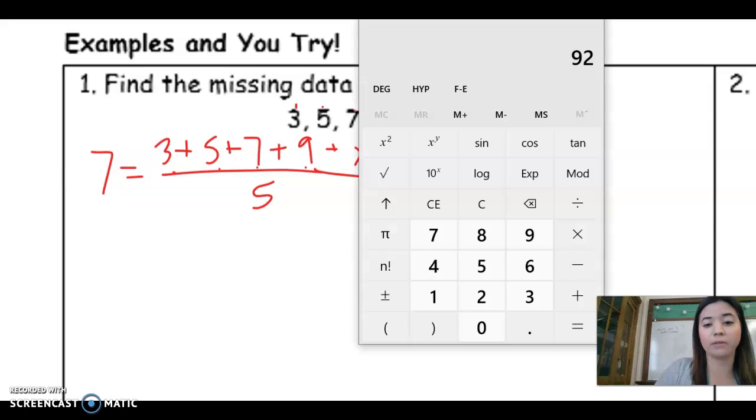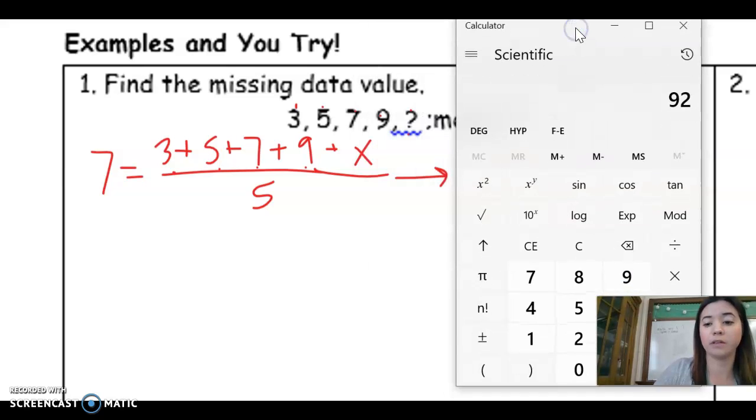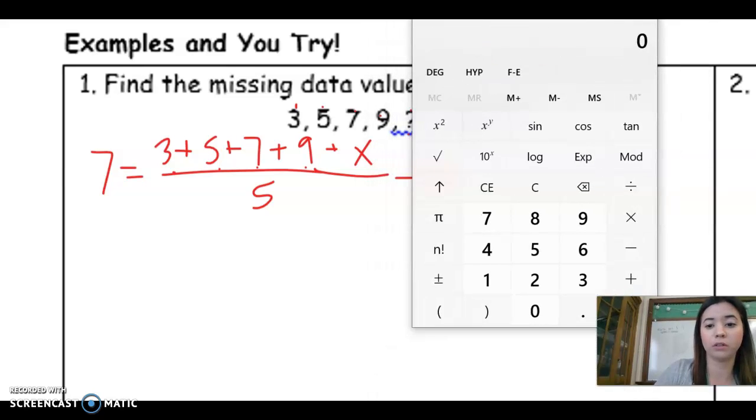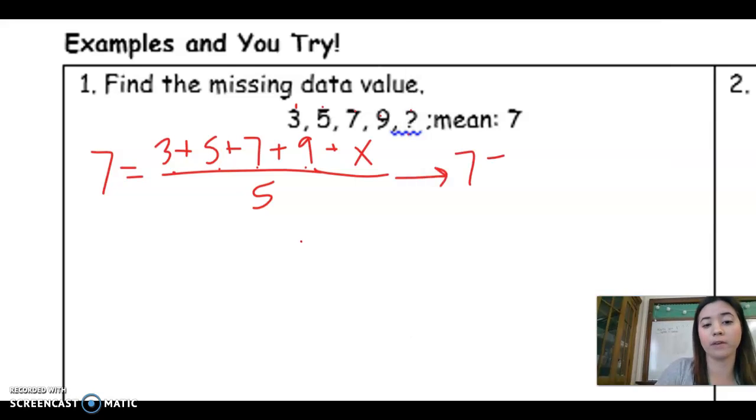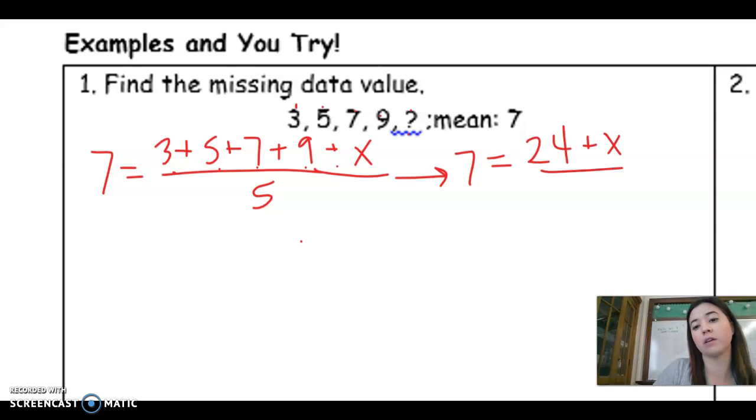I'm going to go ahead and add those numbers together up top. So we have 3 plus 5 plus 7 plus 9, and that's 24. So now we have 7 equals 24 plus x divided by 5. And now we're going to just solve for x. Again, I have divided by 5, and I need to do that first. So times 5 times 5.